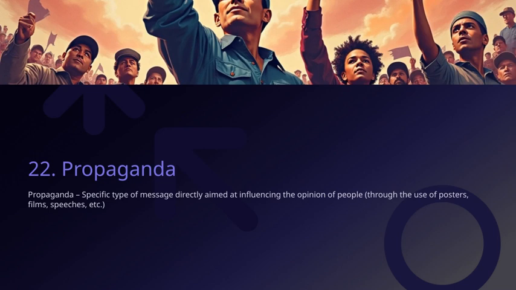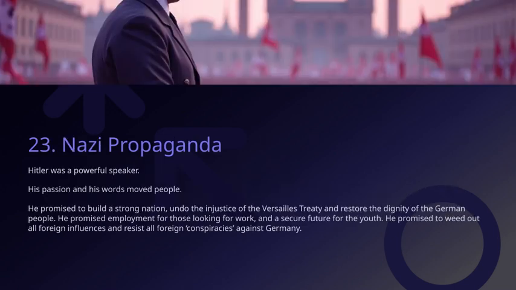Throughout our discussion, you'll see how propaganda has been used historically to influence masses, and how it connects to broader themes of communication and persuasion. Now, let's talk about Nazi propaganda and Hitler's role in shaping it.